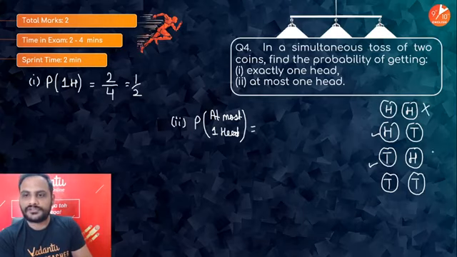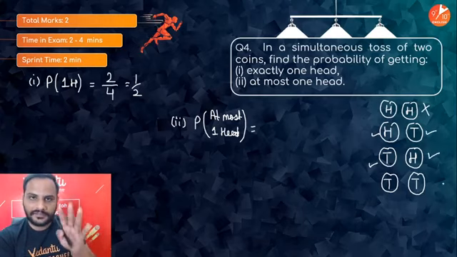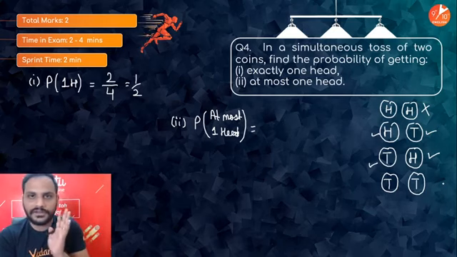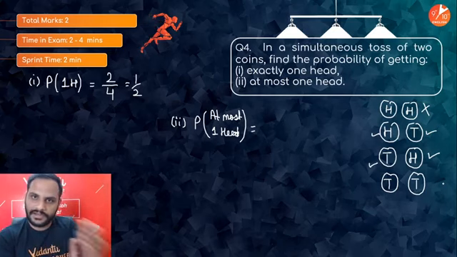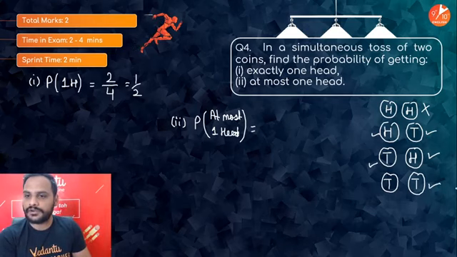So 2 heads are here, this is not allowed. Here one head allowed, one head allowed. No heads, but no heads is still less than 1. Only more than 1 is not allowed. 1 or less than 1 is allowed. So this is also an allowed case for the second case.